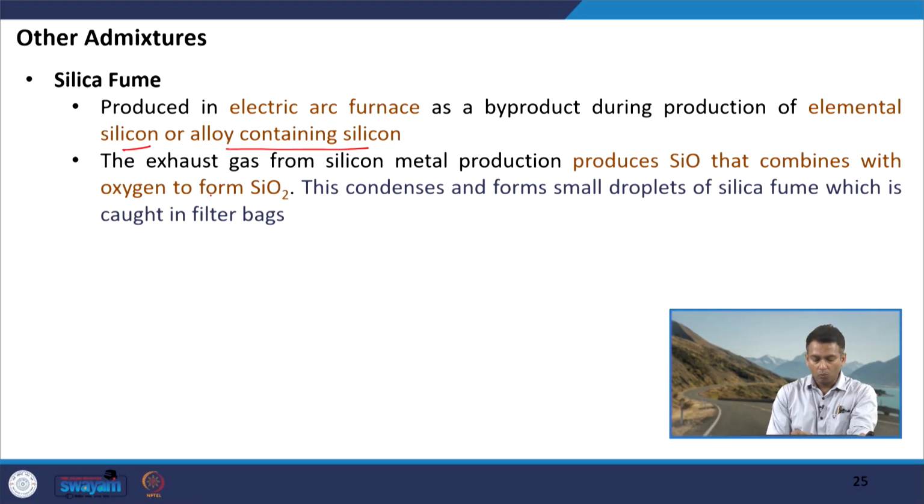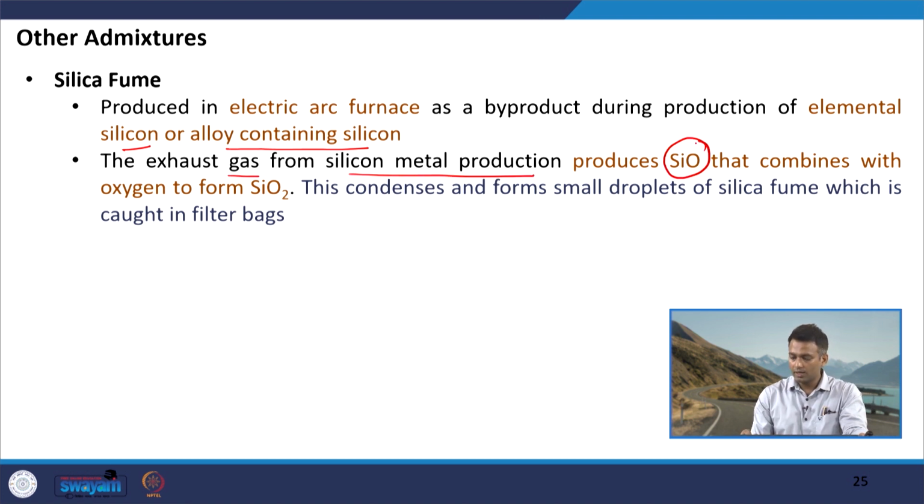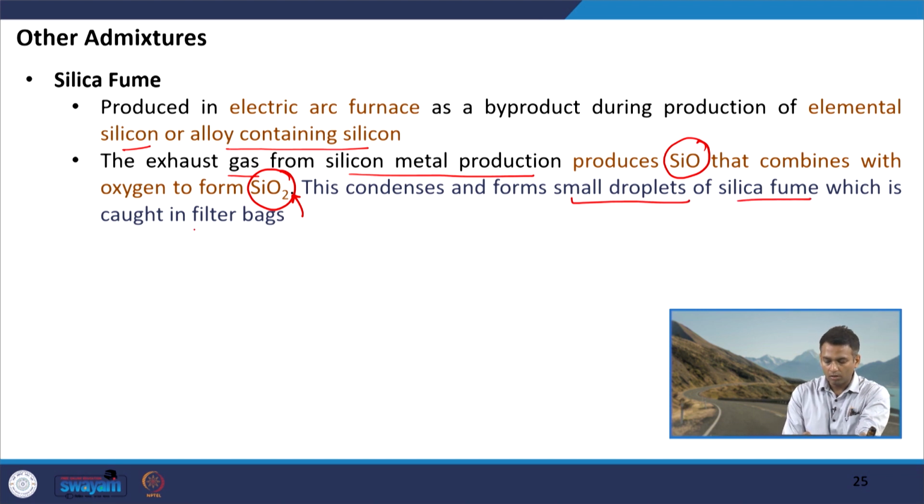What happens typically in the process is that the exhaust gas from the silicon metal production contains SiO. This SiO combines with oxygen to form SiO2. Finally, this SiO2 gets condensed and forms small droplets of silica fume, which is collected from the filter bag in the entire manufacturing process.